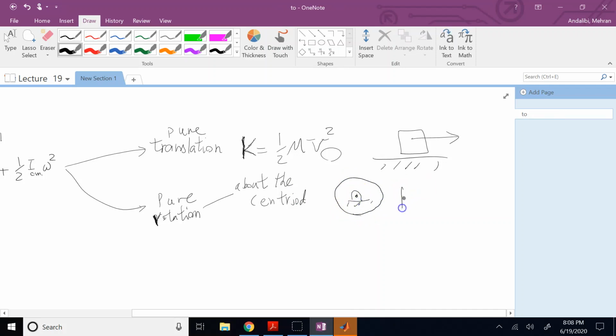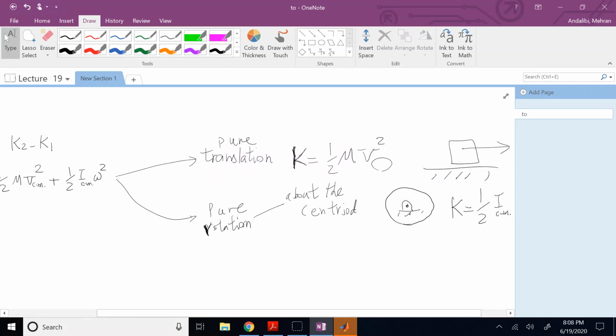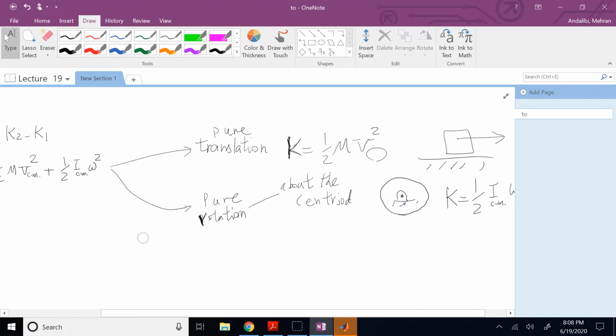Then, of course, K is what? 1/2 I about the centroid times omega squared. Why? Because V of the centroid is 0, right? The centroid is the fixed point. But sometimes the centroid is not the fixed point.